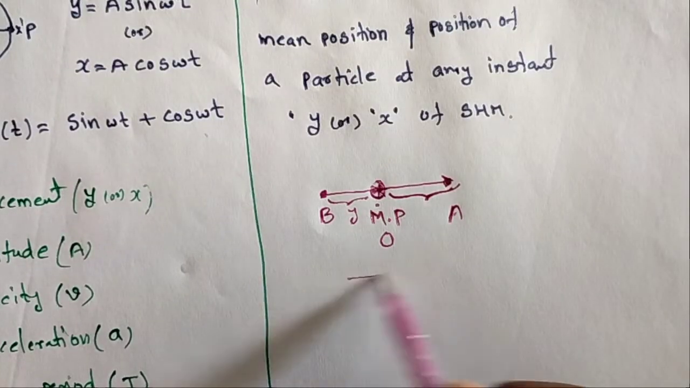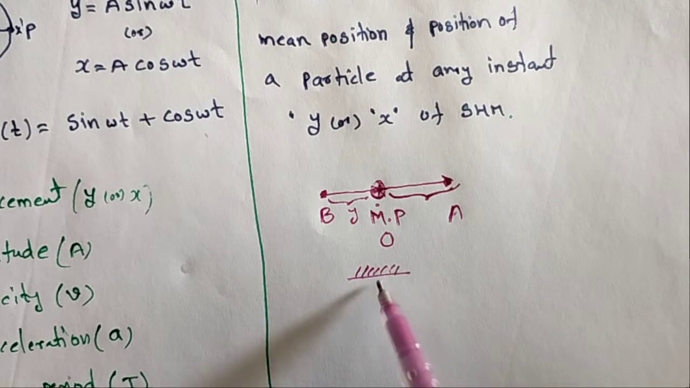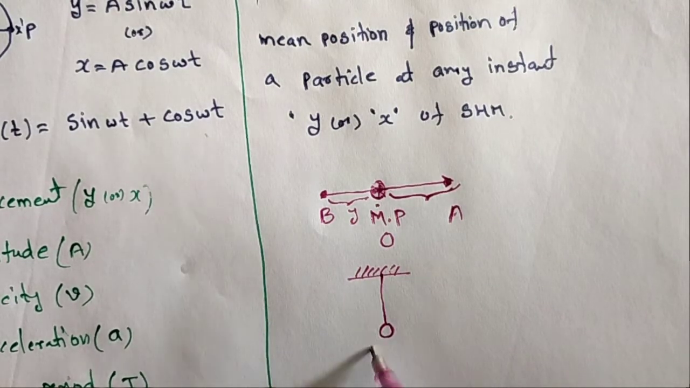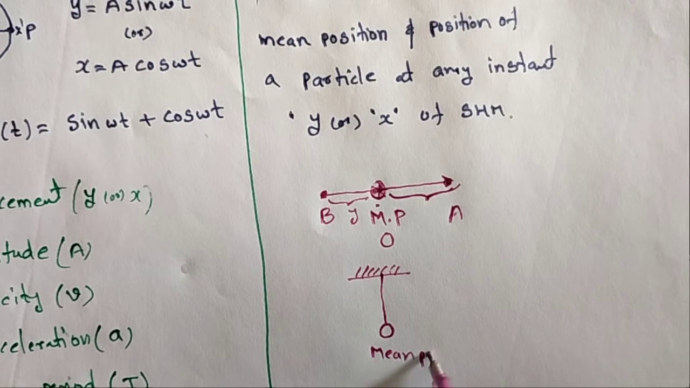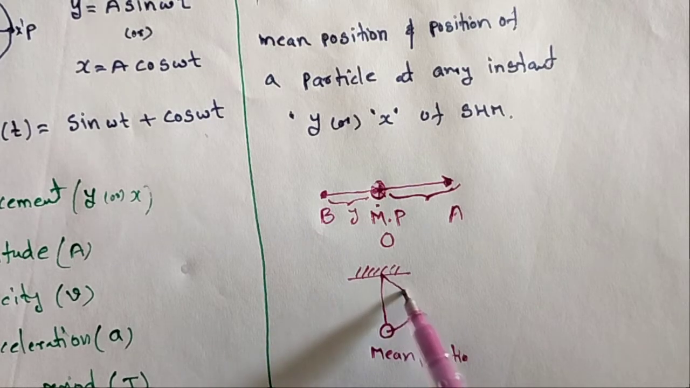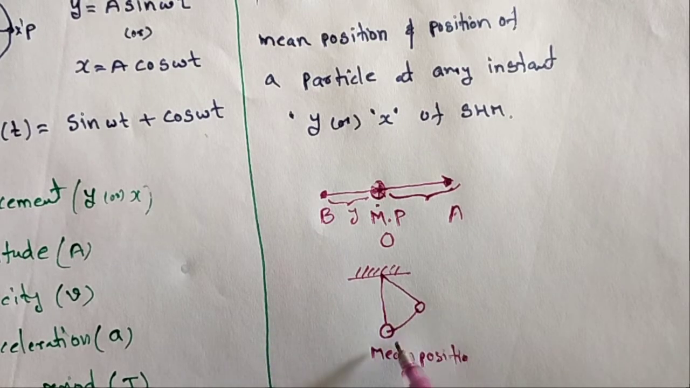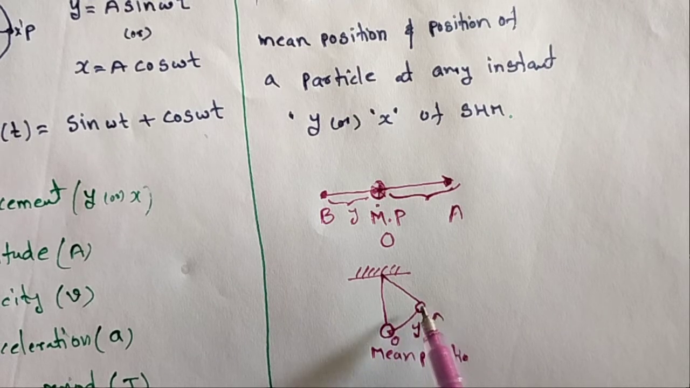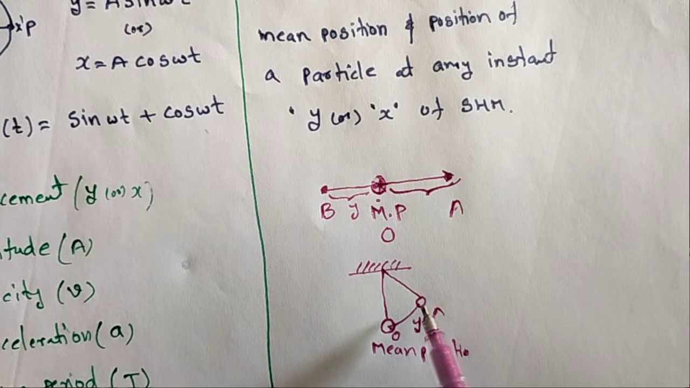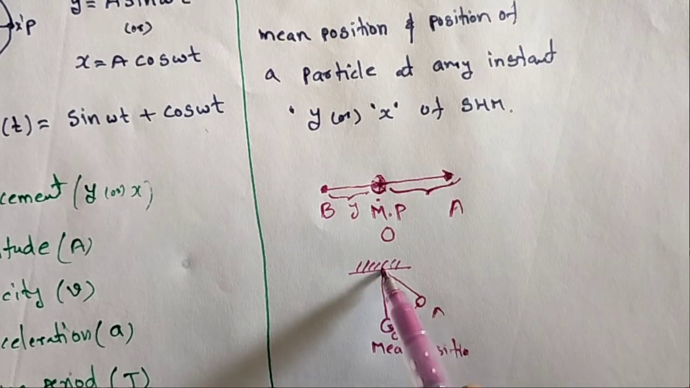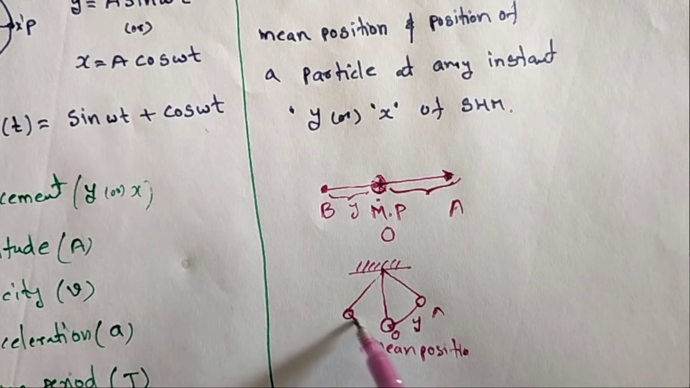Or take the simple pendulum. This is the particle at the mean position of the simple pendulum. If a force is applied, it moves to a positive extreme position, reaching from 0 to A. This is called displacement. The shortest distance between the mean position and the position of the particle, moving right side or left side, here position B, is also displacement.